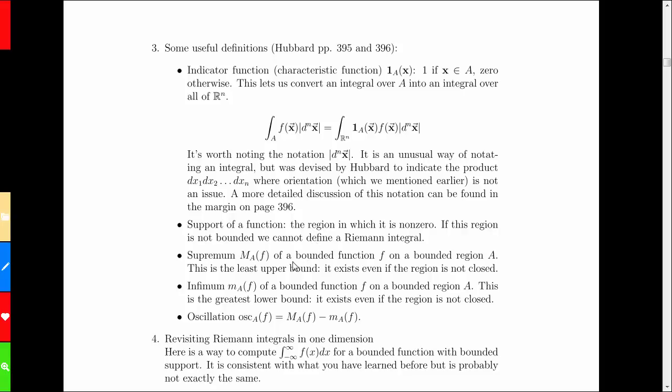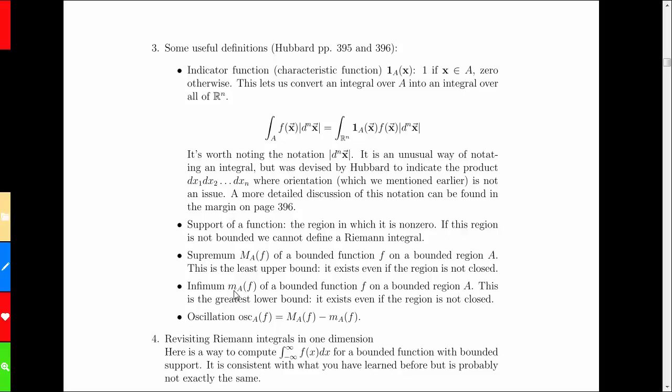The supremum of a function f on a bounded region A is always going to be denoted by a capital M, sort of for maximum, only we're talking supremum rather than maximum. That means even if the region is not closed, we can define the supremum of the function. It's the least upper bound of the function values. As you already know, if the region is closed and bounded, it has a maximum, which is the same as the supremum.